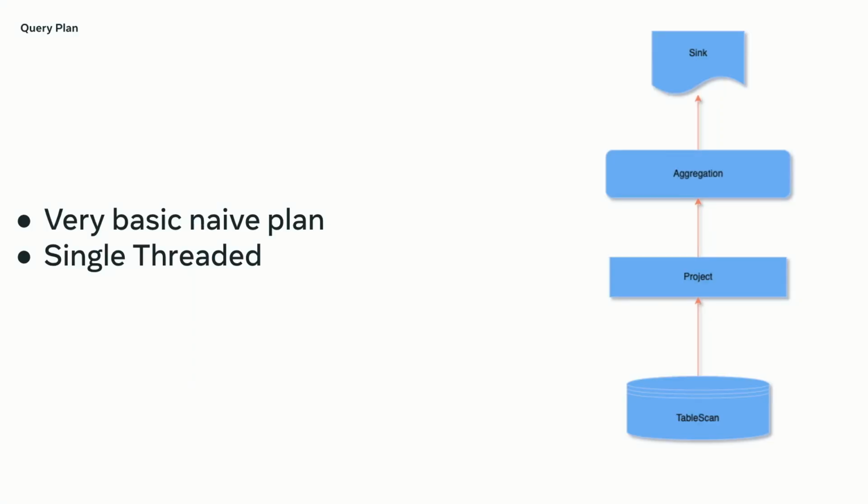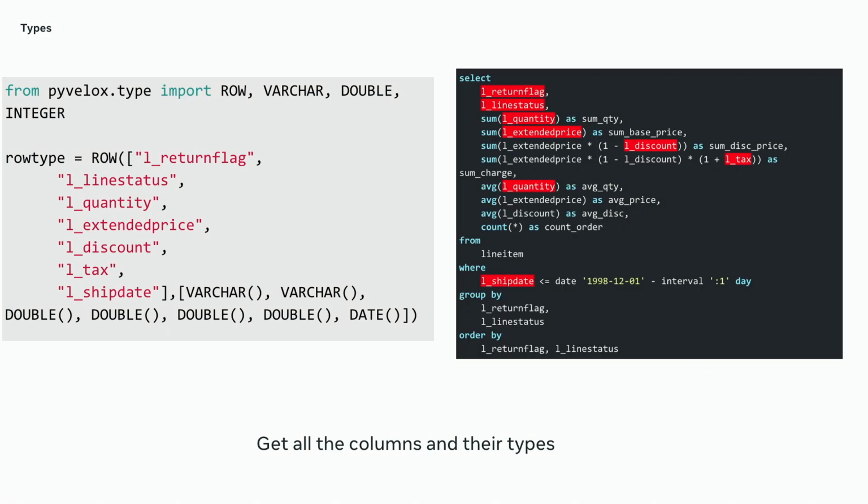All right, so like I said, we will have a very simple plan. It's single-threaded. We're going to do a table scan on it, project and filter. In this case, I kept it even simpler and did a project, and then we'll do an aggregation, and then we will write out the result to a table, or in this case, I'll just print it out so you can view it. So let's look at the query first.